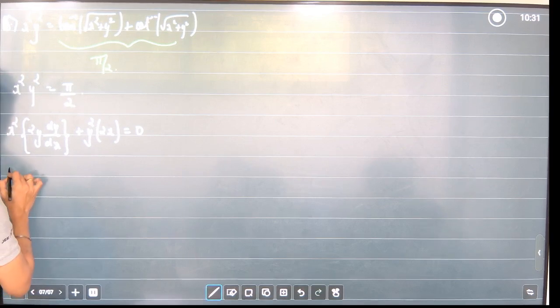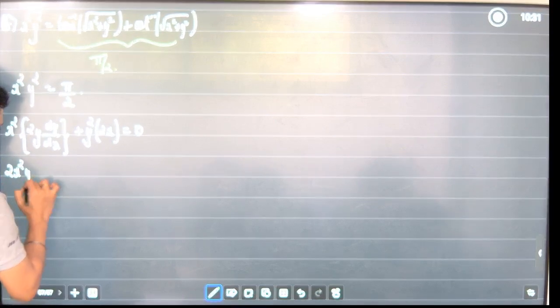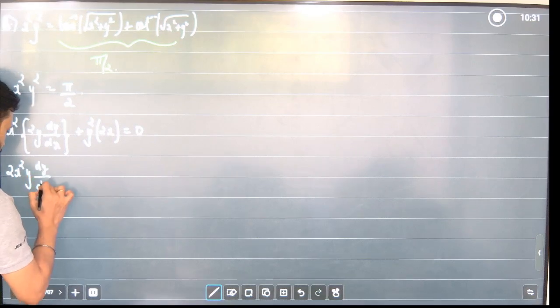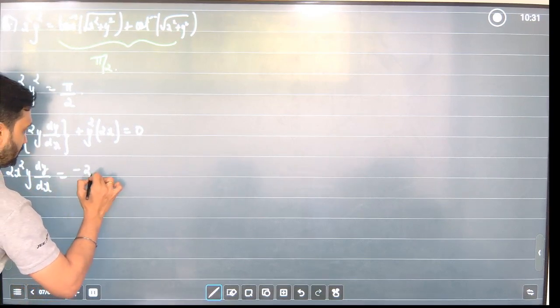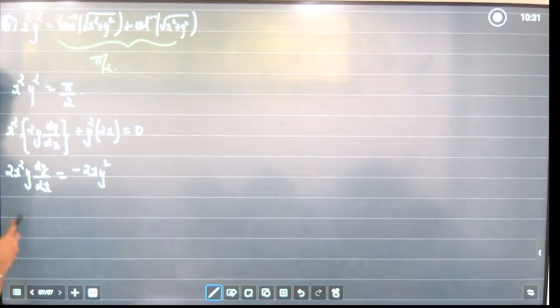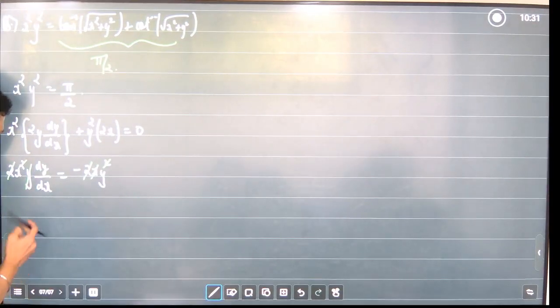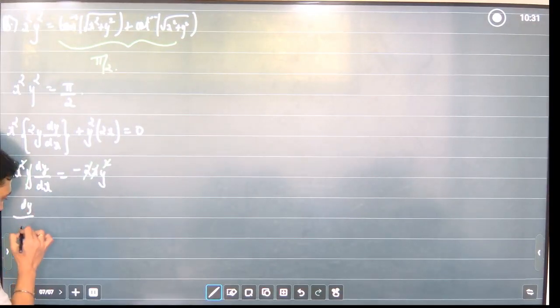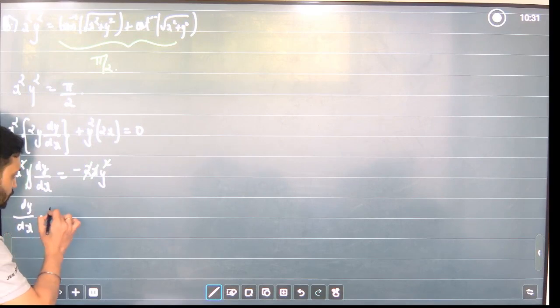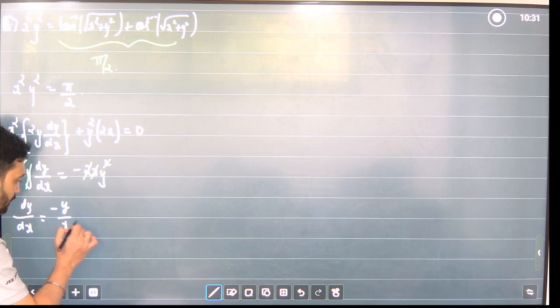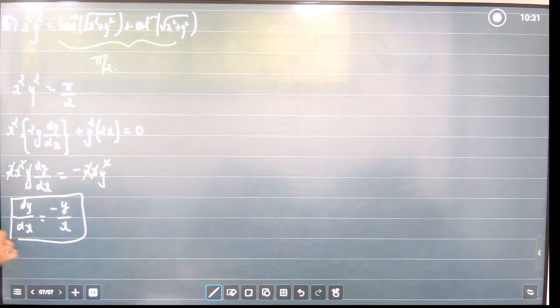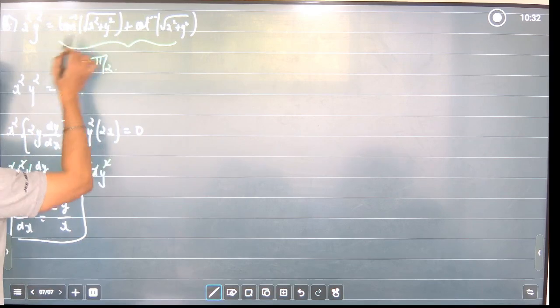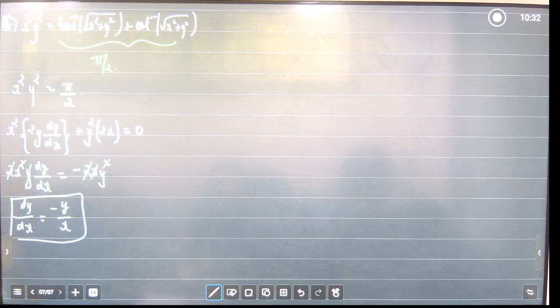Therefore, 2x square y dy by dx is equal to minus 2xy square. Your 2 gets eliminated, your 1 x gets eliminated, your 1 y gets eliminated. Therefore, dy by dx is equal to minus y by x. So if you derivate this, this is definitely going to be more than 4 lines. The answer will become the same.